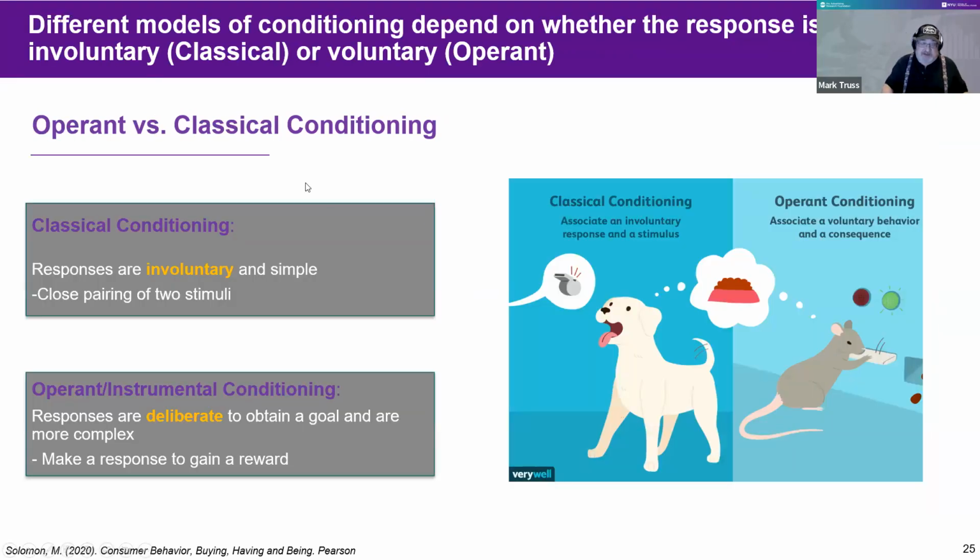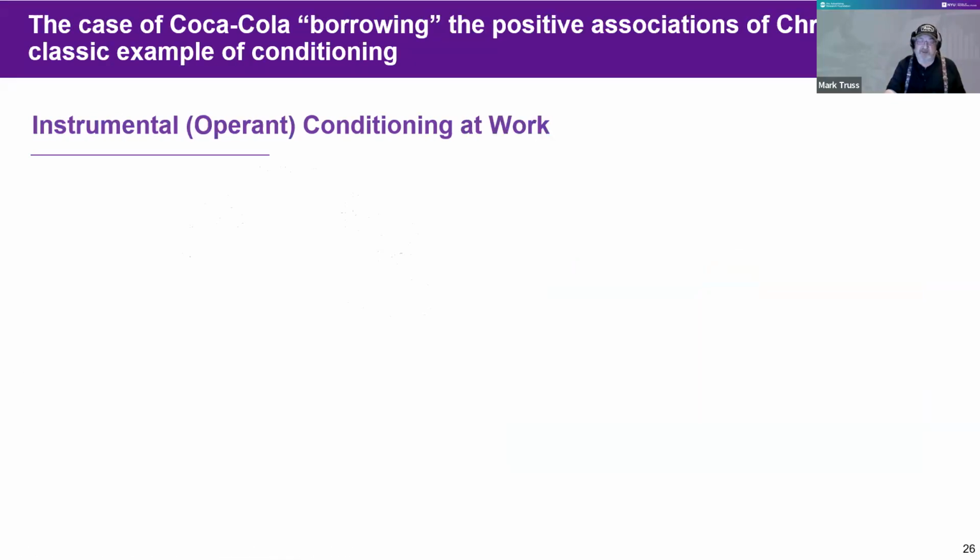The difference between these two is that in classical conditioning, responses are involuntary and simple, right? So classical conditioning is Pavlov's dog, whereas in operant conditioning, the responses are deliberate to obtain a goal, and they're more complex, right? So I don't want to do this, I do want to do that. They're much more conscious as well.